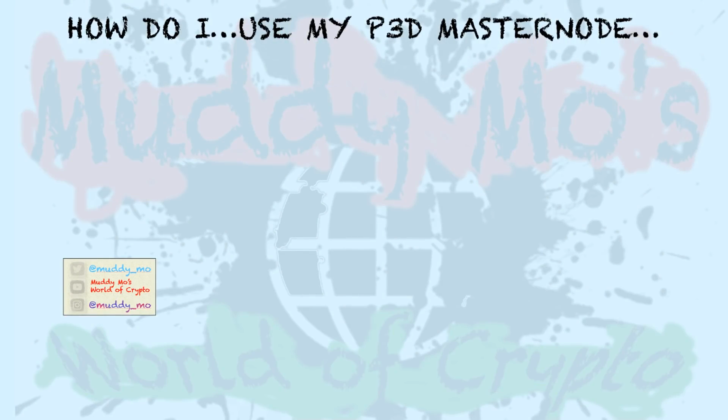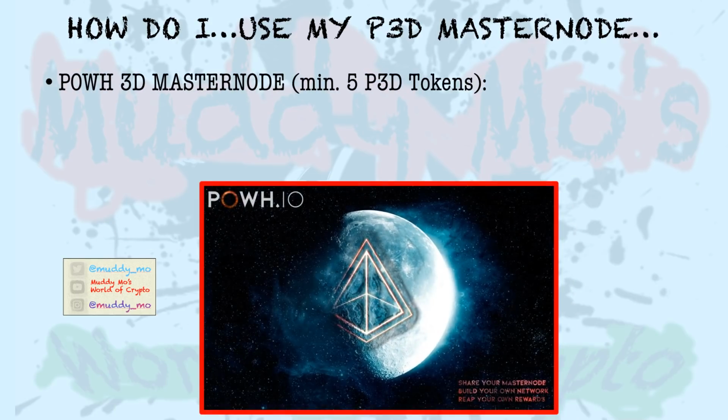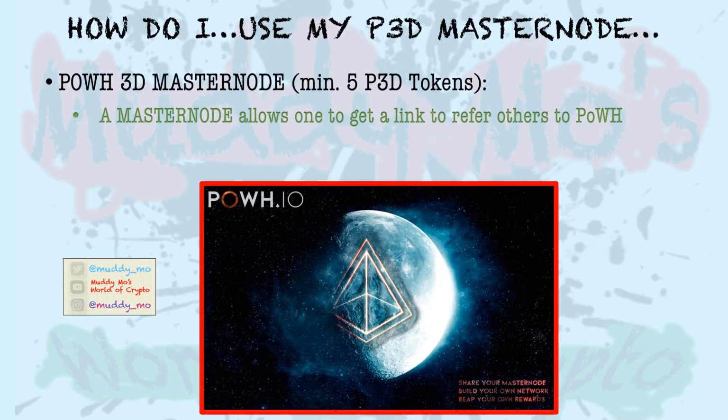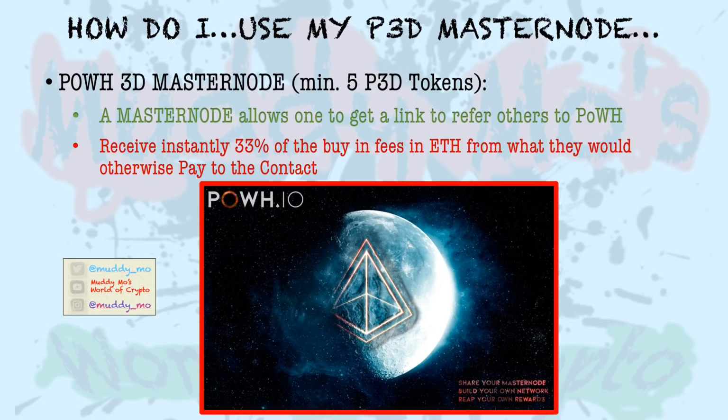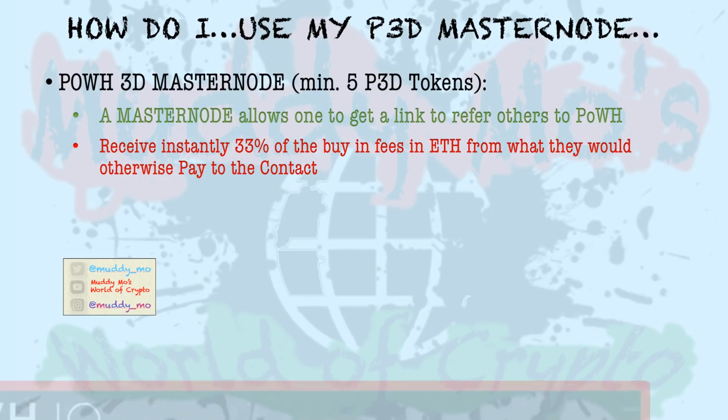All right. So how do I use my Proof of Weak Hands Masternode, P3D Masternode? A Masternode generally allows one to get a link to refer others to the site. On here, you're referring others to Proof of Weak Hands. And when you do that, you instantly receive 33% of their buy-in fees. That's fire. Now, to do this, you have to have a minimum of 5 P3D tokens.